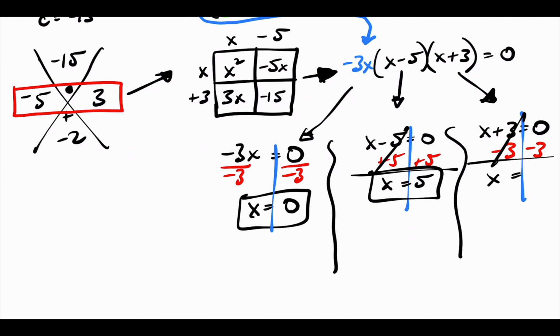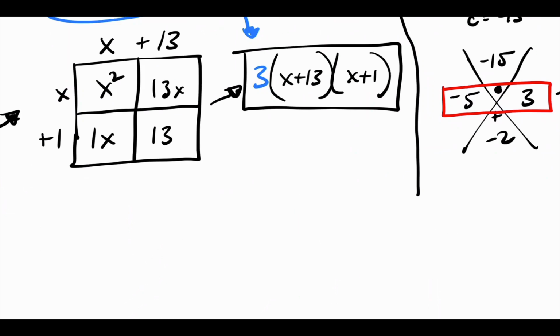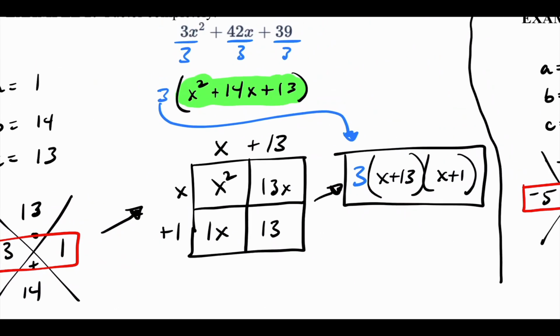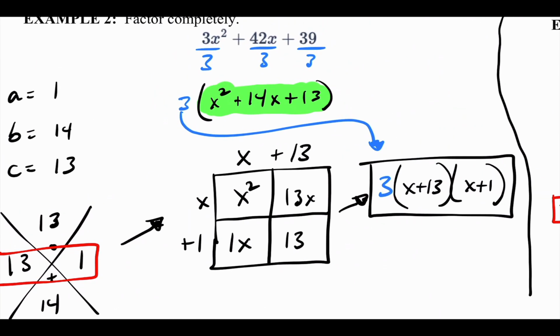The last one, I subtract 3. So I get negative 3. So again, you'd have 3 boxes: 0, 5, negative 3. Separate boxes. These guys over here, though, the ones we did for 1 and 2, 1 box.